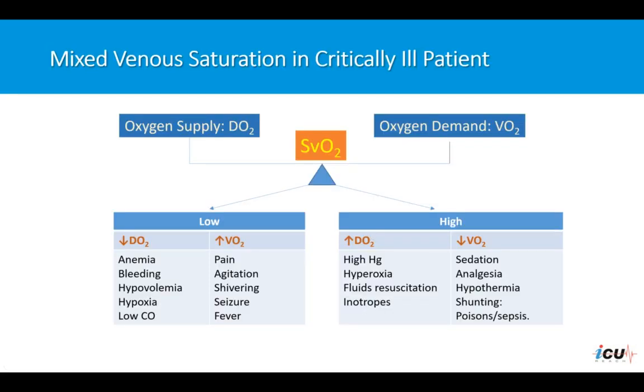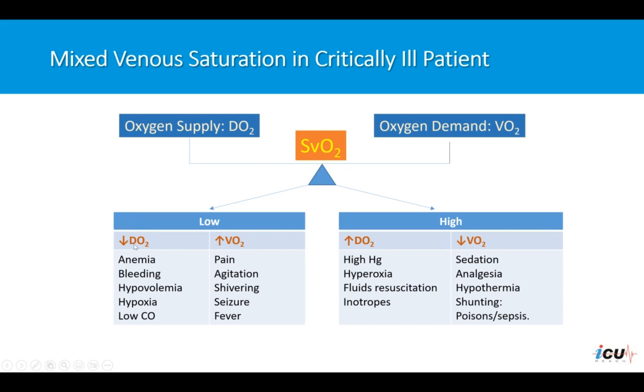And then if you have the value of the mixed venous O2 saturation, and you know that this value is related to number 1 oxygen delivery and number 2 oxygen consumption, you can make a differential diagnosis based on the value of the mixed venous saturation. So if the mixed venous saturation was low, this may be related to either a decrease in the oxygen delivery or an increase in the oxygen consumption.